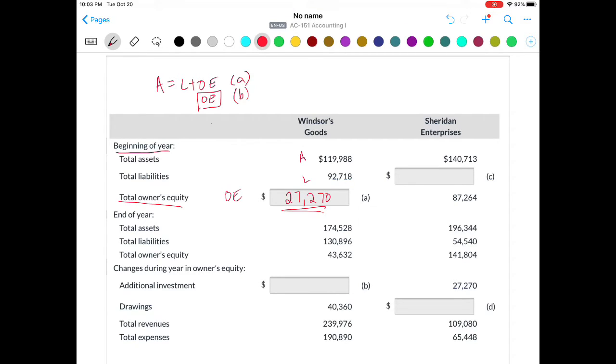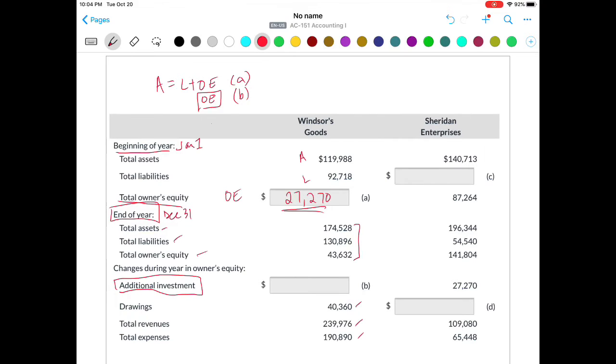Okay. Then we're asked to go to the end of the year, and we're given some additional information at the end of the year. And if it helps, by the way, think about this as January 1, and this is December 31, okay? We're given at December 31 total assets, liabilities, and equity. And so we're no longer solving for any of these pieces. We're given those pieces. What instead we're asked to do is solve for the additional investment. Now we're also given some information. We're told our drawings are $40,360, and we're given information about our revenues and expenses.